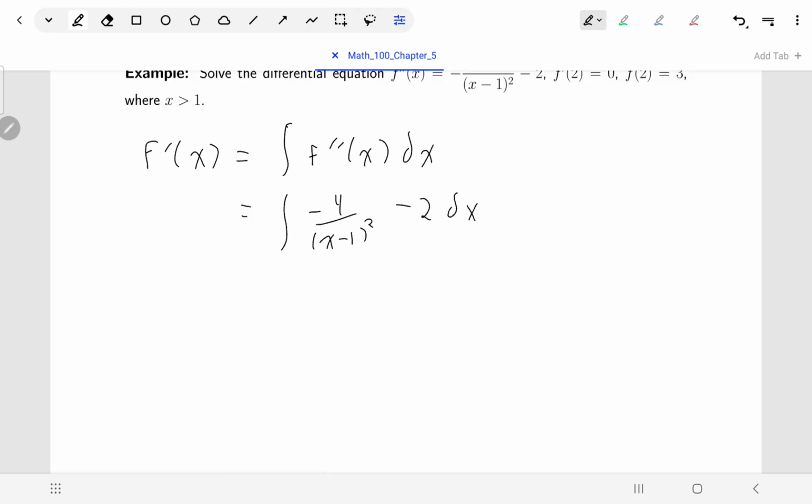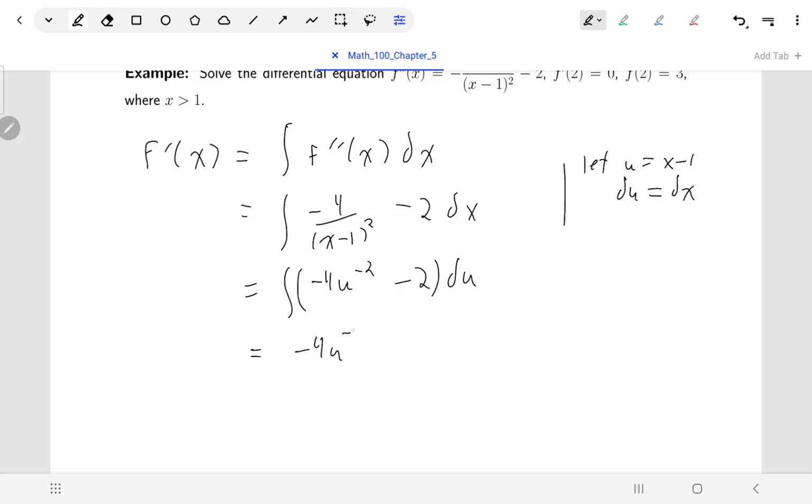As far as things go, you could certainly do a substitution if you need to. So if you weren't feeling comfortable, you could say let u be x minus 1, and so du is being replaced with dx. So really it's minus 4 over u squared, or minus 4u to the negative 2 minus 2 du. And easy enough for us to find an antiderivative for that because we're just using power rule. We're going to add 1 to the power and divide by the power. So we'll have minus 4u to the minus 1 divided by minus 1. And then for the second term, it would be minus 2u.